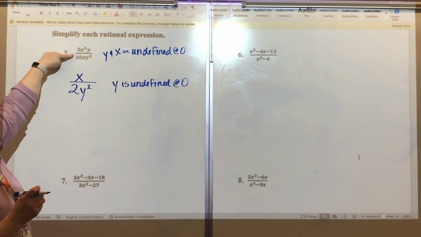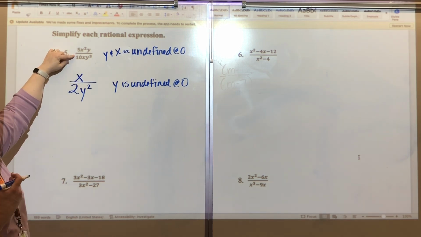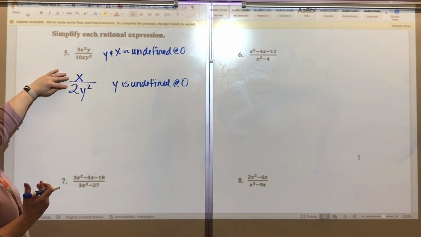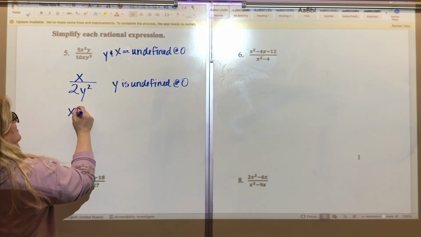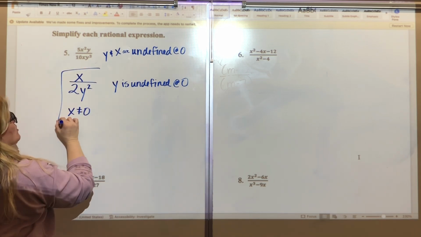Now, if I plug in 0 for x up here, I get undefined. If I plug in 0 for x here, I get 0. So x cannot equal 0 because they're not the same.